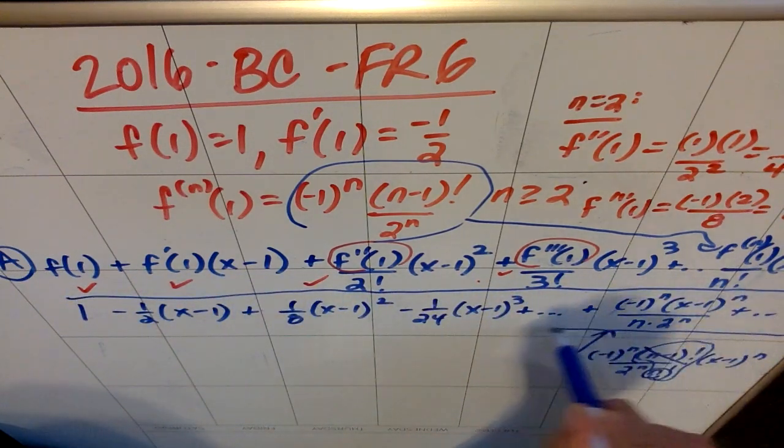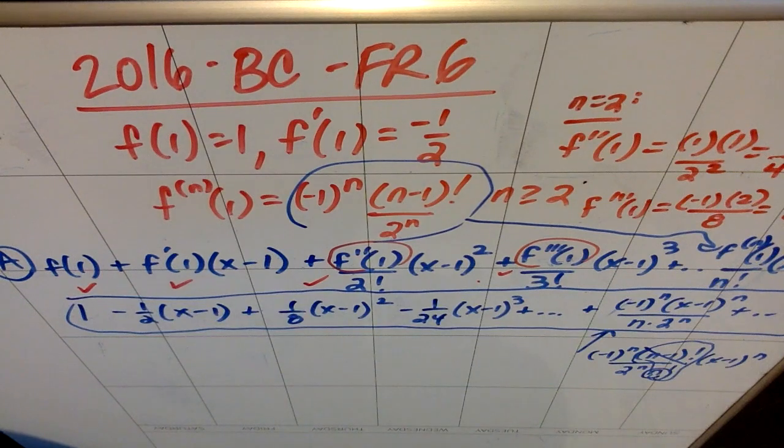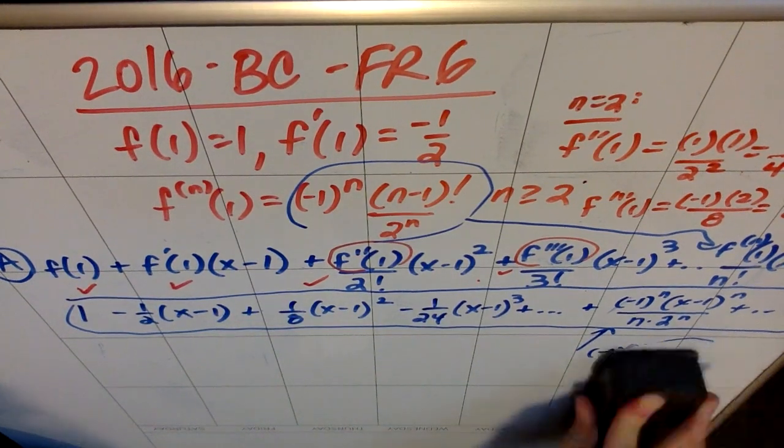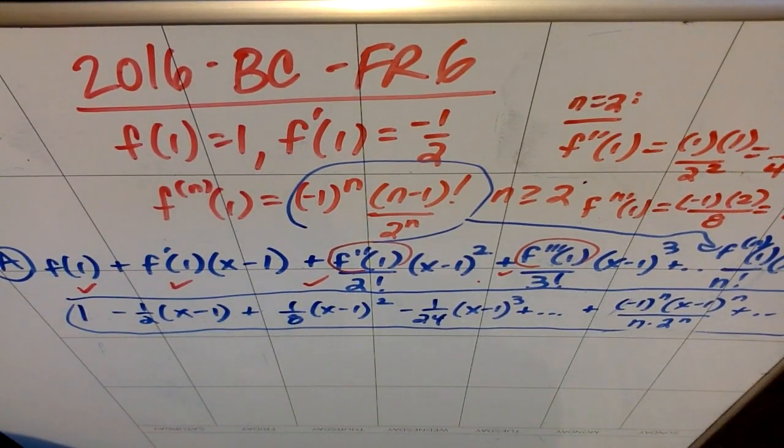So let's go on to part B. When we get to part B, it does me a solid and says the Taylor series has a radius of convergence of 2, which means you don't have to do the ratio test.